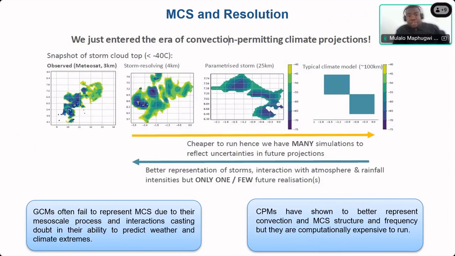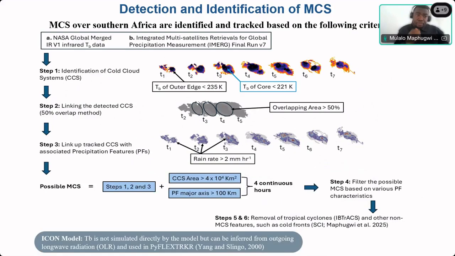When it comes to models, general circulation models of 100 kilometers cannot really simulate these systems. Parameterized models of around 25 kilometers can have parameterized rainfall, but you need higher resolution when it comes to storm resolving models of around 4 kilometers to around 10 kilometers. That's when you start to be able to simulate these systems.